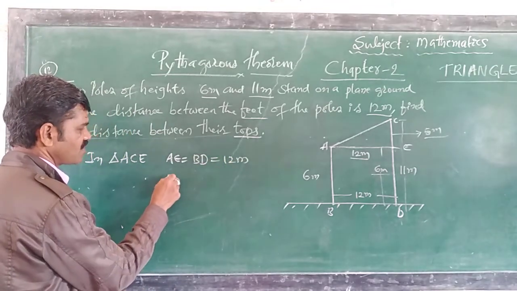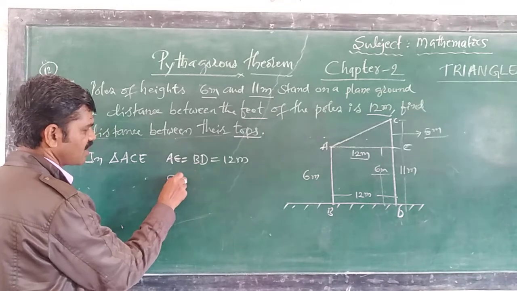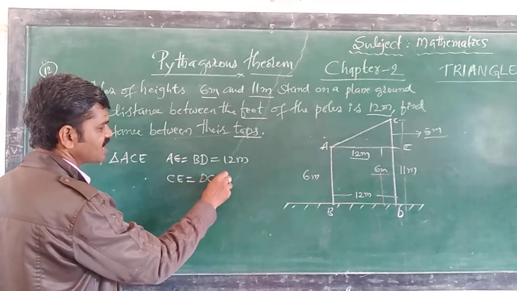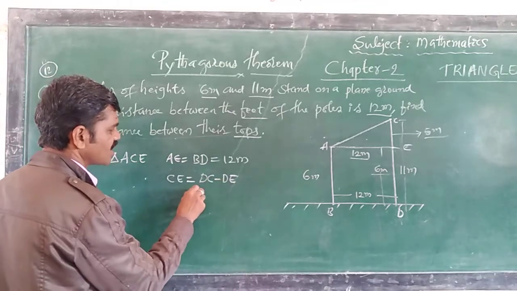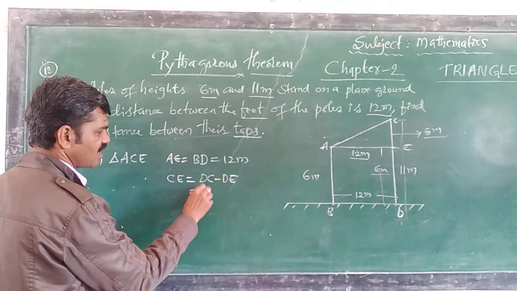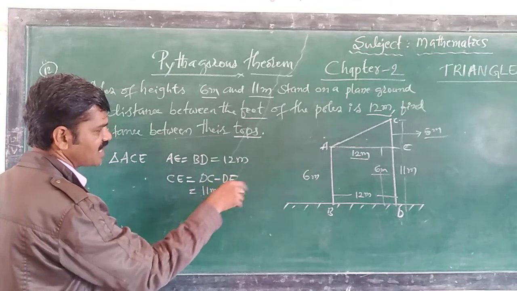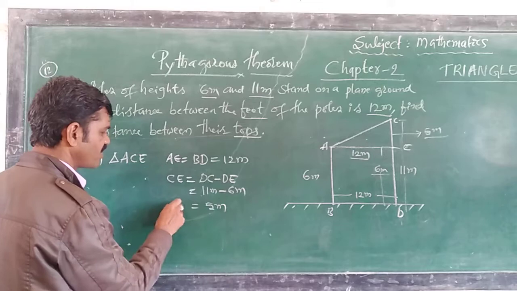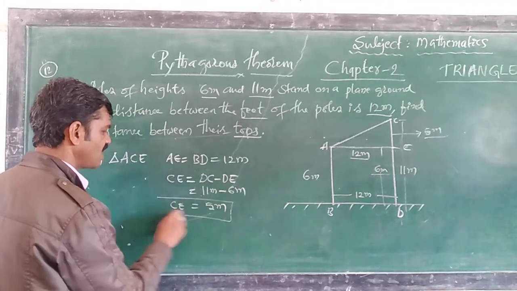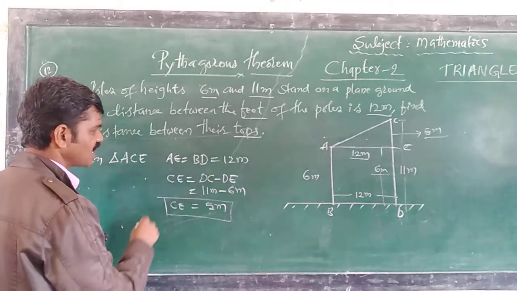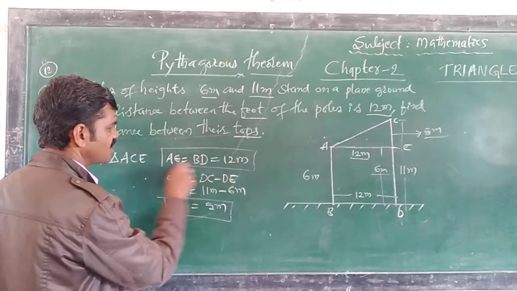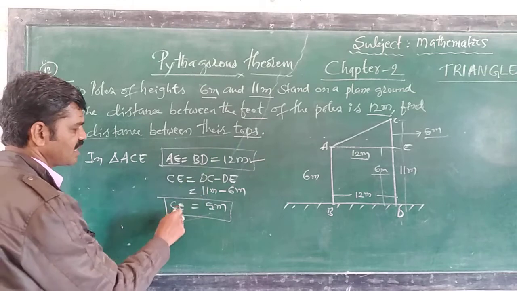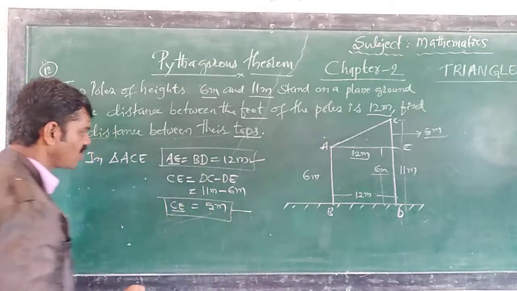And CE is equal to BC minus DE. BC is 11 meter and DE is 6 meter, so that is 5 meter. We can easily find out the value of CE, and the value of AE is also already there. So both the values AE and CE we have got.